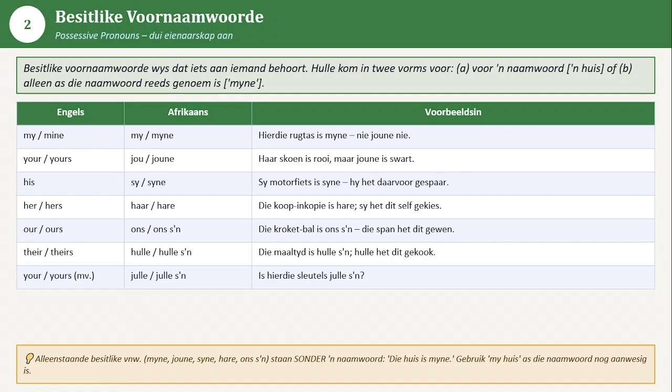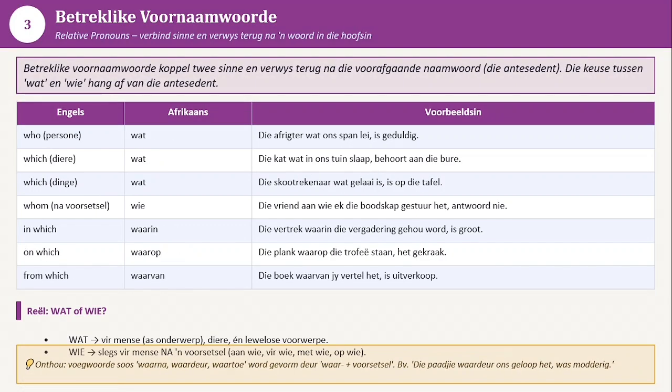So if let's say they ask you a question, and the sentence says, haar skoen is rooi, my joune is swart. They'll literally underline this word and ask you, or they won't underline anything and then ask you, underline die besitlike voornaamwoord in die sin, in which case you'll know that it's haar and joune. Okay. Next, we have betreklike voornaamwoord in English, relative pronouns.